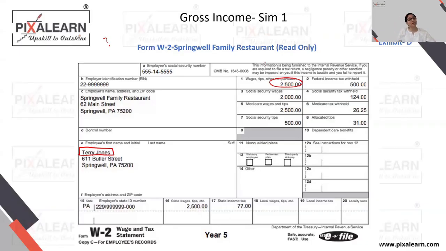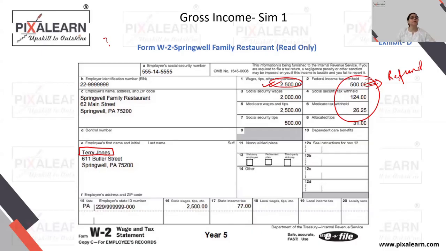Ideally, that is why a dependent has to file his or her own return, because this is earned income. And if I am Terry Jones and I don't file my return, how do I get this money back as a refund? I need a refund of this $500, isn't it?